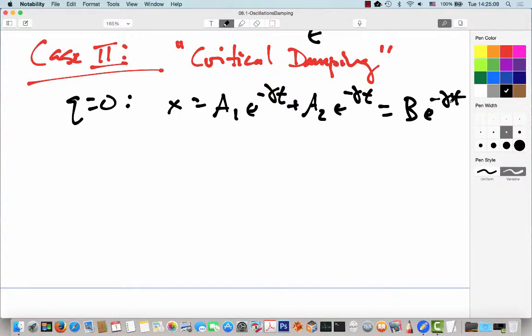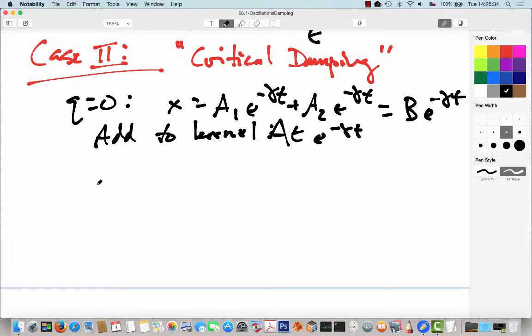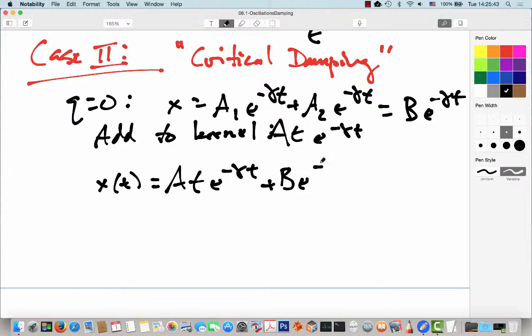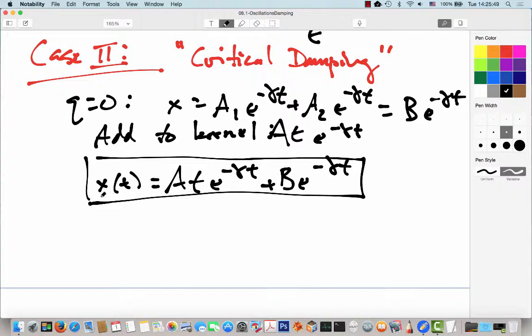So when you get to a case like this, remember you have to add a linearly independent function to the kernel. So we will add to the kernel, and you just do that by multiplying something you've got by t in this case. So we'll add to the kernel a term a t e to the minus gamma t. So our complete solution here is a t e to the minus gamma t plus b e to the minus gamma t, like so. All right.